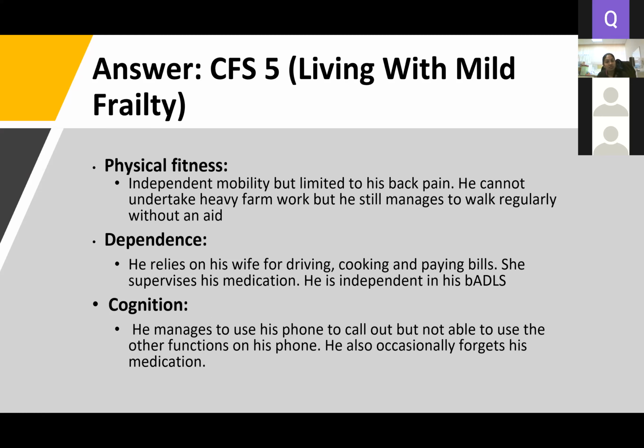In terms of his physical fitness, he has independent mobility, but limited by his back pain. He cannot undertake heavy farm work, but he still manages to walk regularly without an aid. In terms of his dependence, he relies on his wife for driving, cooking, and paying the bills. She supervises his medication, but his BADL is otherwise completely independent. So that prevents him from getting a higher stage. As for his cognition, he still manages to use his phone to call out, but he occasionally forgets his medication. So this is an example of somebody who could have CFS 5.